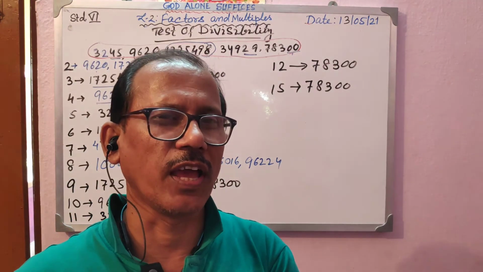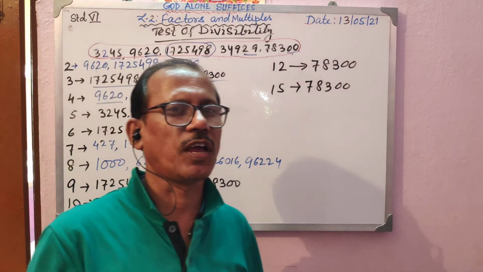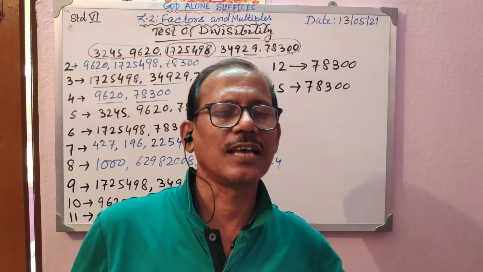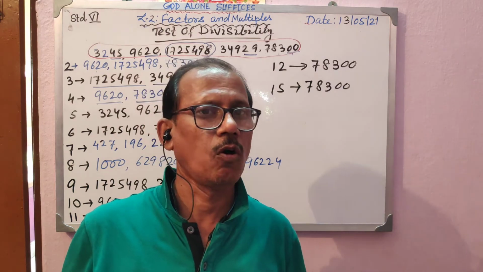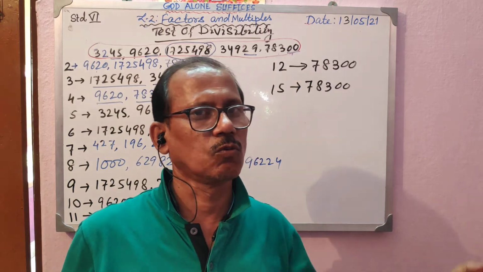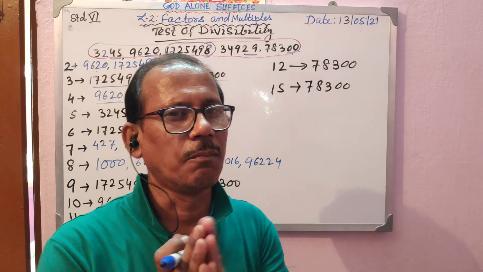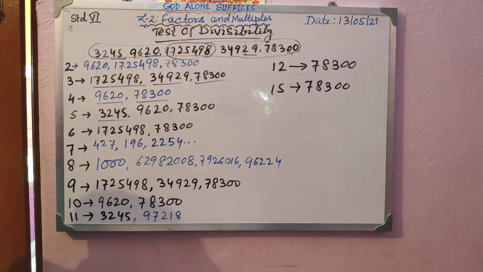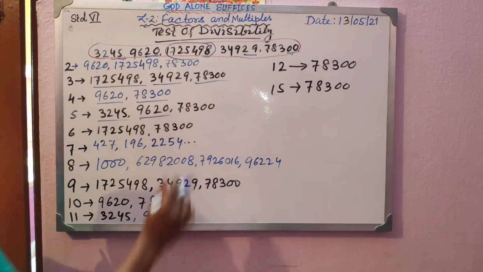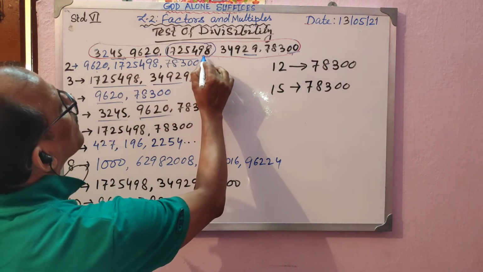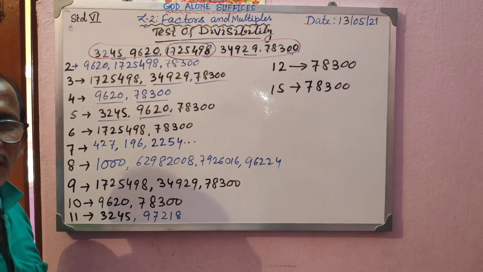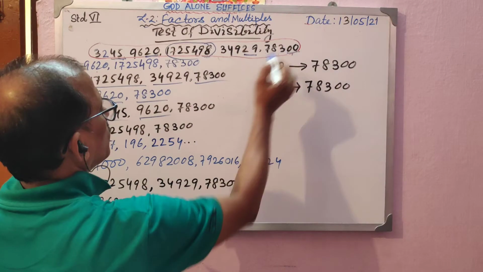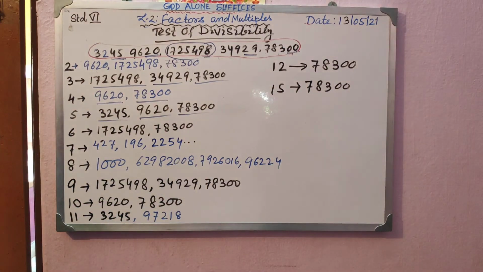Moving on to divisibility of 5, which is the simplest one. Divisibility of 5 and 10 are very simple. For divisibility of 5, the unit digit has to be 5 or 0. If the unit digit is 0 or 5, that number will be divisible by 5. Here is 5, so this number will be divisible by 5. Here is 0, this number also will be divisible by 5. Here 8, it is neither 5 nor 0, so it will not be. 9, neither 5 nor 0, it will not be. 0, this number also will be divisible by 5. I hope you understood it.